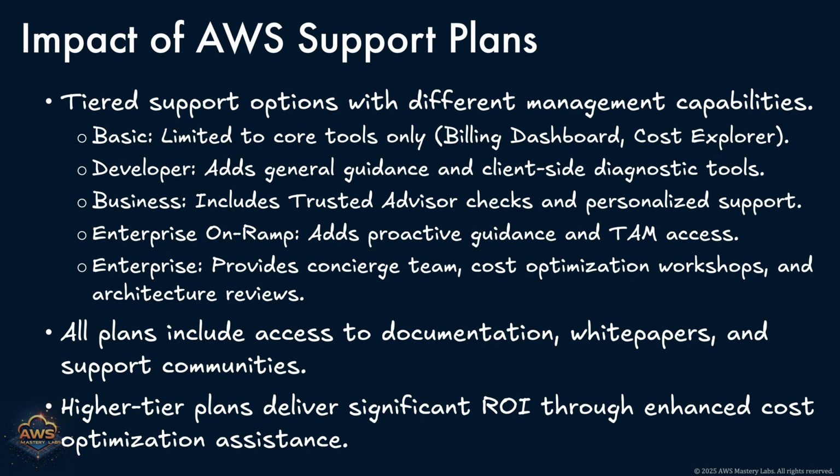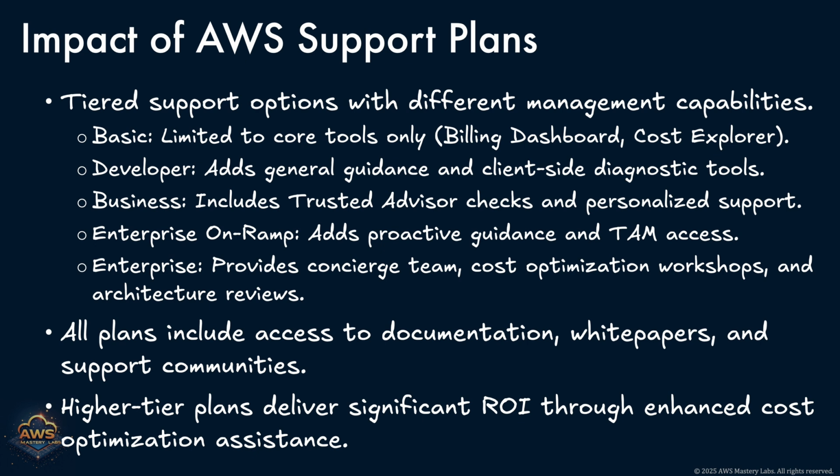This plan includes full access to AWS Trusted Advisor checks, helping you identify underutilized resources and spot cost-saving opportunities. You also get 24/7 access to AWS Cloud Support engineers for faster issue resolution. For organizations starting to scale rapidly, there's the Enterprise On-Ramp Plan. This level adds proactive guidance, including access to a technical account manager, someone who helps you plan and optimize your architecture and spending patterns over time.